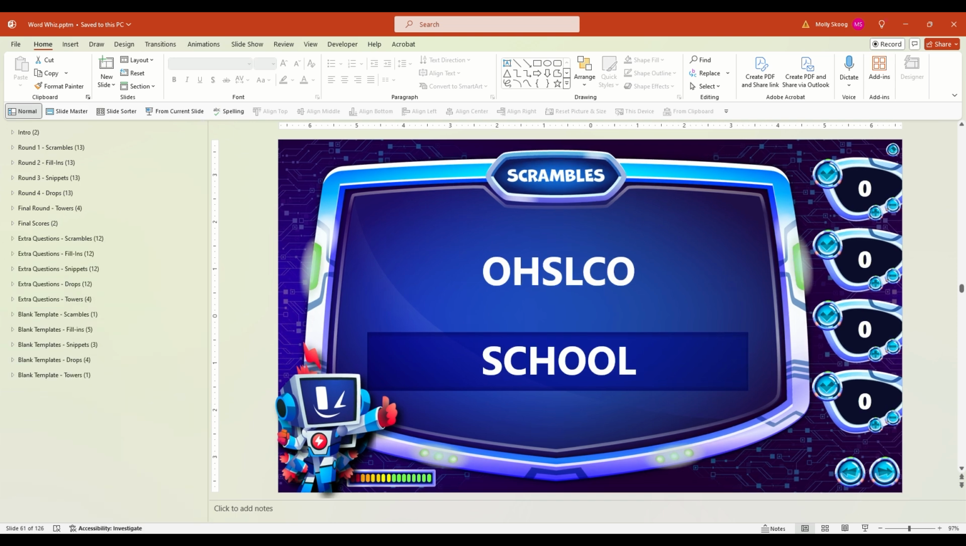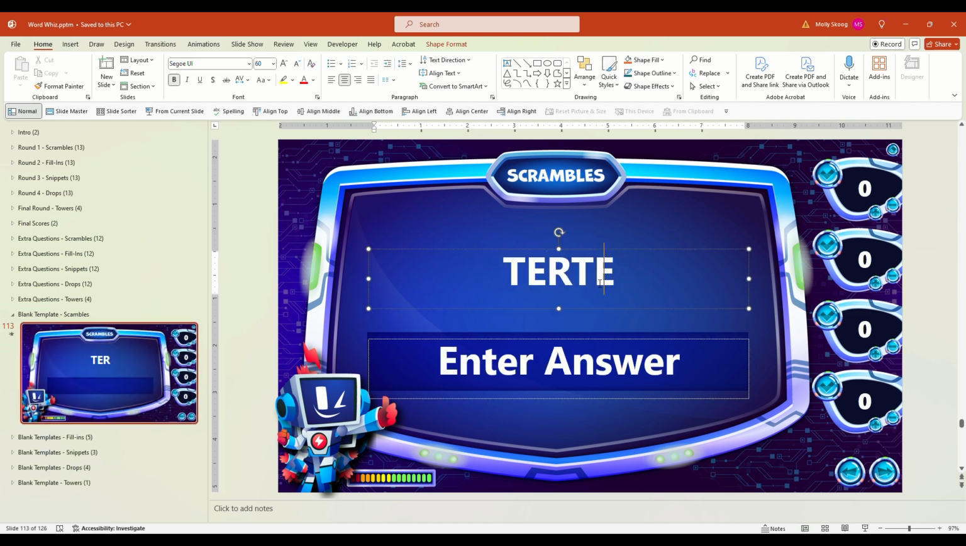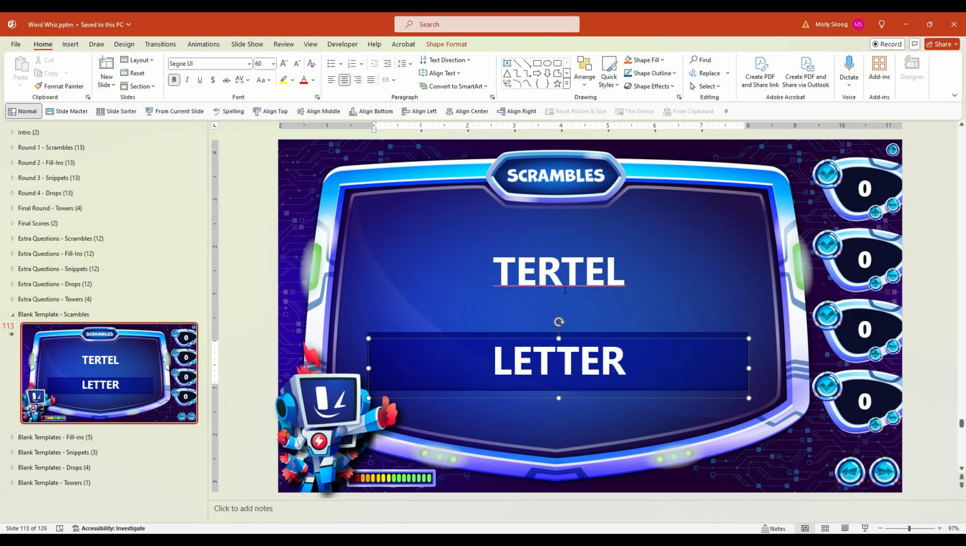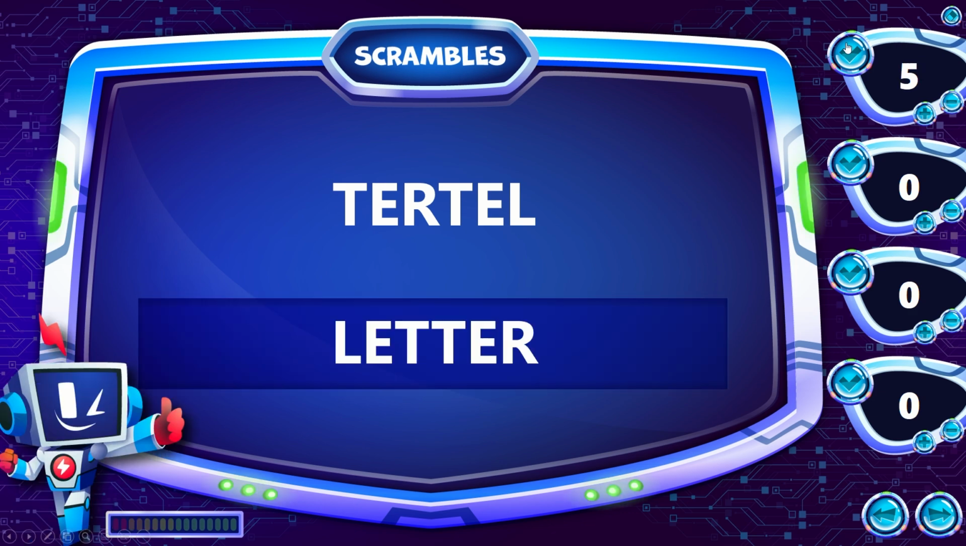To create your own questions, go to the end of the presentation where you will find blank question template slides for each round. To add questions to the main game, you can simply copy and paste the blank question template slide into the correct round. For round 1, there's one template. To update the template, type in the scrambled clue and the answer. If we play the slideshow, you can see the new question comes up as well as the answer I entered.